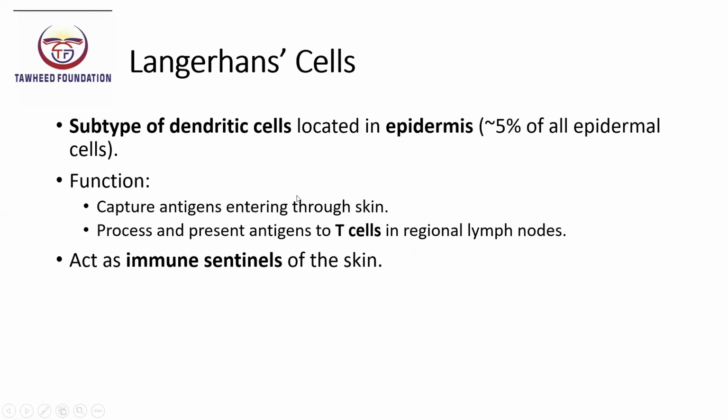Next is Langerhans cells. Langerhans cells are epidermal dendritic cells constituting around 5% of all epidermal cells. They capture antigens entering through the skin, process them, and present them to T cells in regional lymph nodes, acting as immune sentinels. They provide early warning against pathogens and maintain cutaneous immune surveillance.